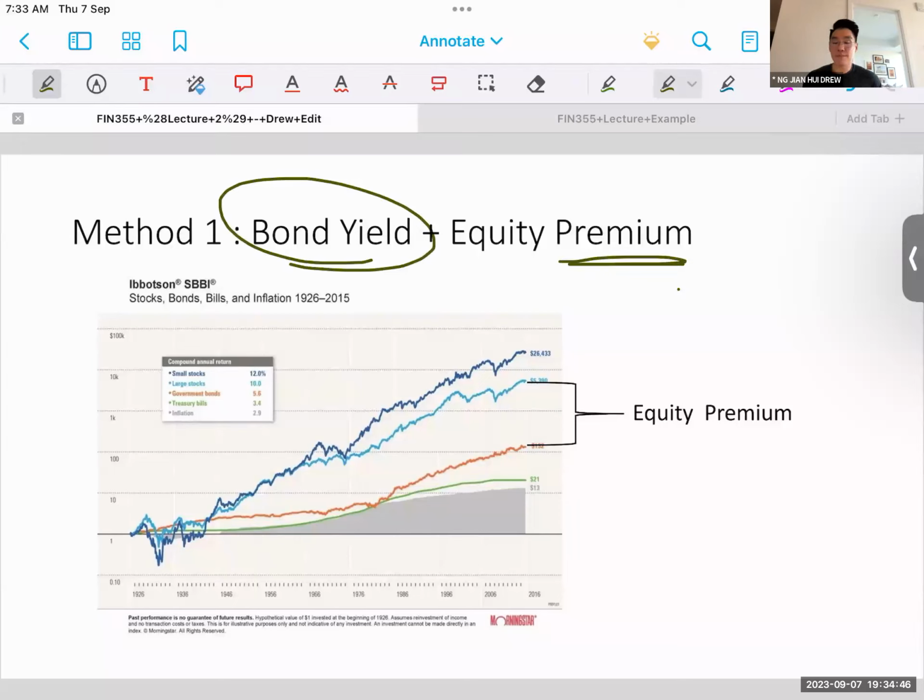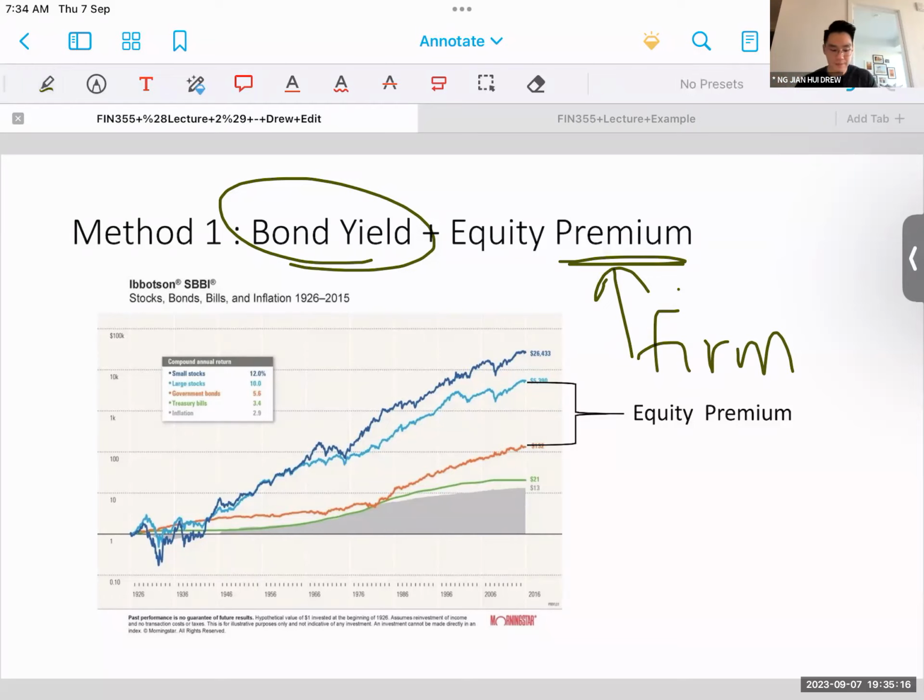So the first method is simply that we have the bond yield, and we know the equity premium, which is specific to the firm because it's tagged to the equity, right? So if we have the bond yield and the firm's equity premium, we basically add them together to give you your cost of equity. So that's the first method.